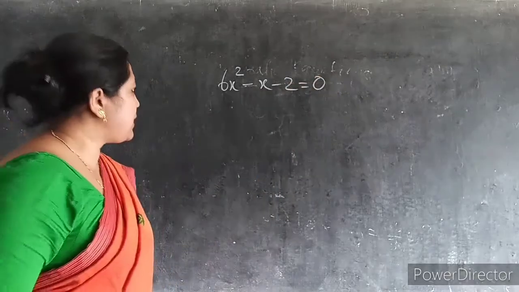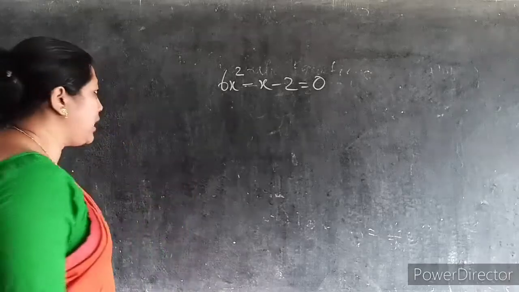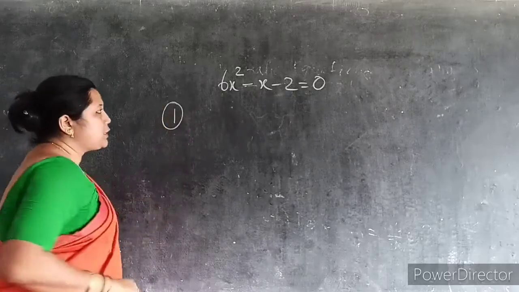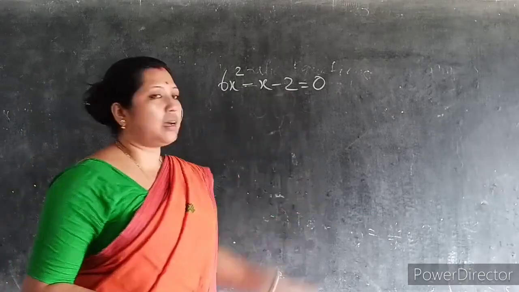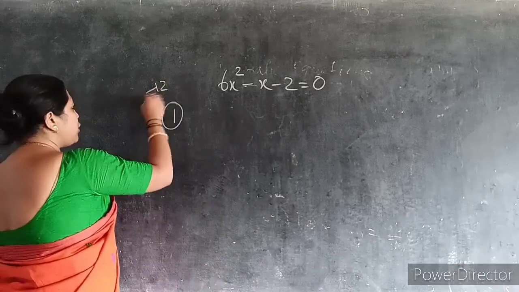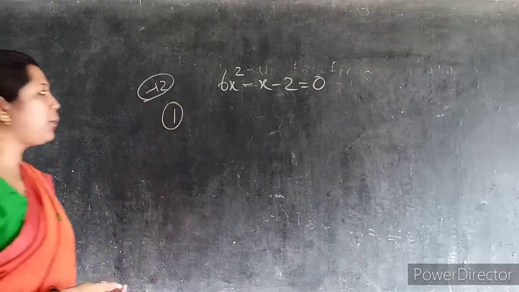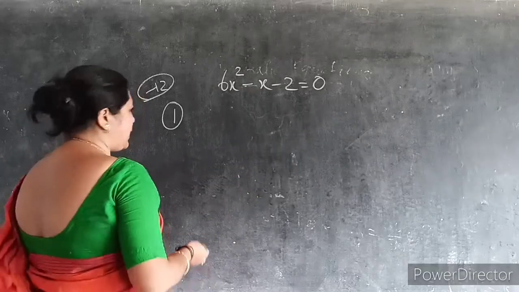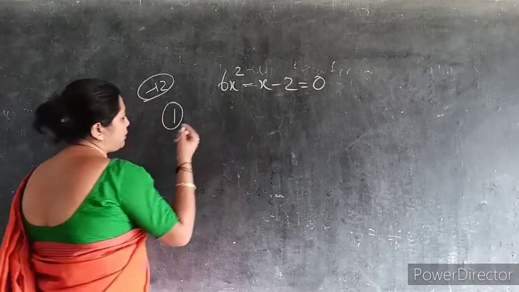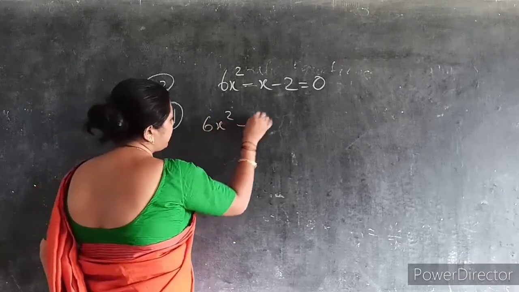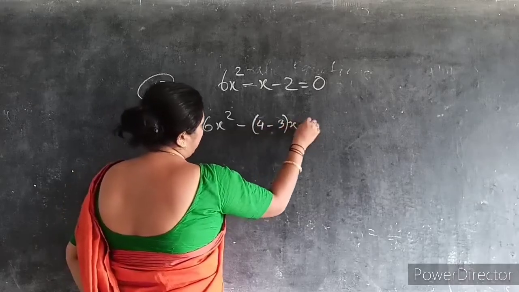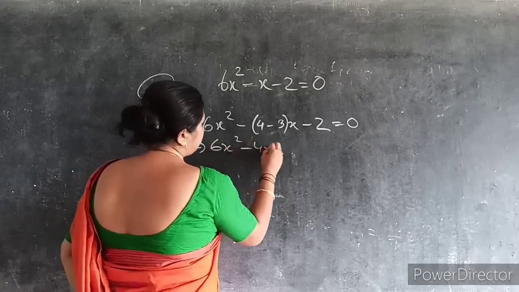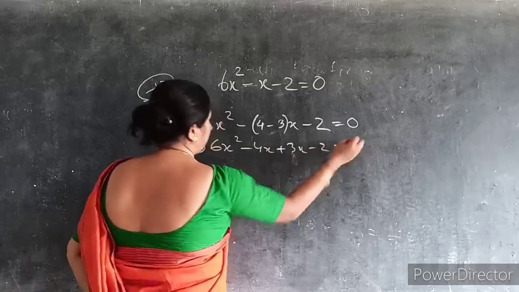It's a quadratic equation since the degree is 2. So let us find the roots by the first method. Since 6 into minus 2 is how much? Minus 12. So you have to break this minus 12 in such a way that you will get minus 1. This method you have already done in class 8 and 9, that is the factorization method or middle term splitting. So 6x squared minus 4x plus 3x minus 2 equal to 0.